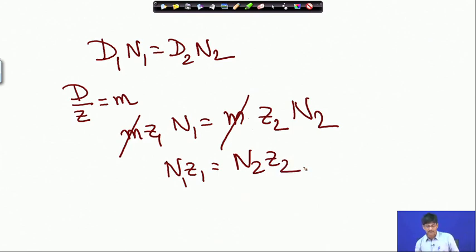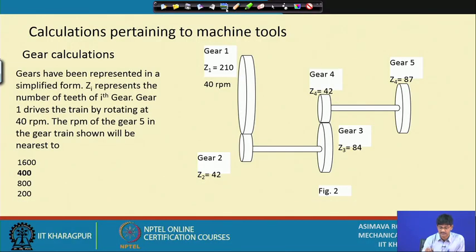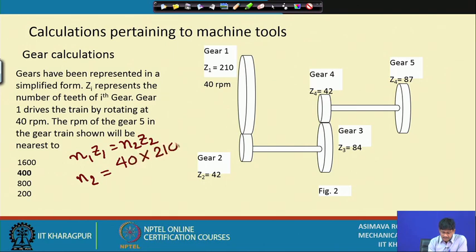And therefore, if we go back to the problem, this is what we are going to use now. If we go back to the original discussion, we find Z1 is given, N1 is given. So, let us solve it right away. We have N1 Z1 equal to N2 Z2 for these two meshing gears. Therefore, N2 can be found out as N1 Z1, 40 multiplied by 1000, divided by Z2. How much is Z2? Z2 is 200. Achha.